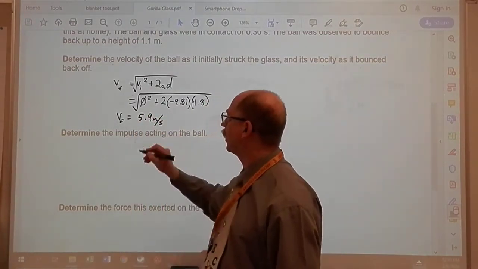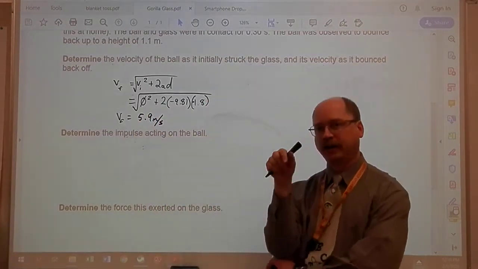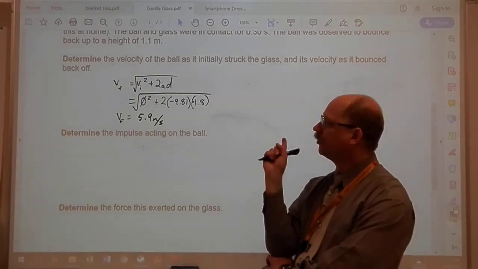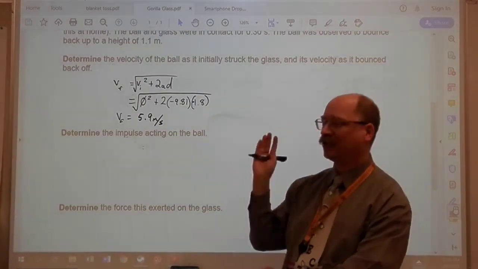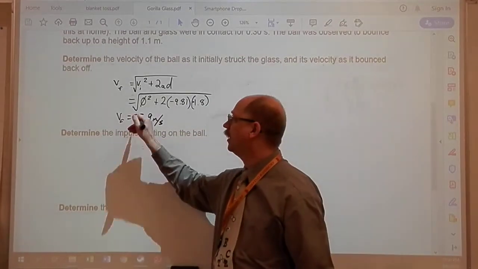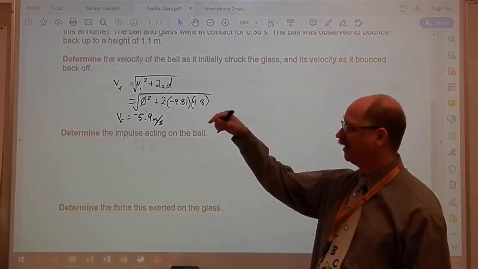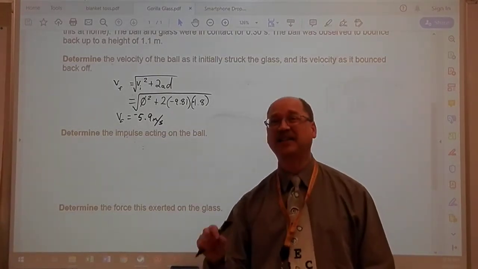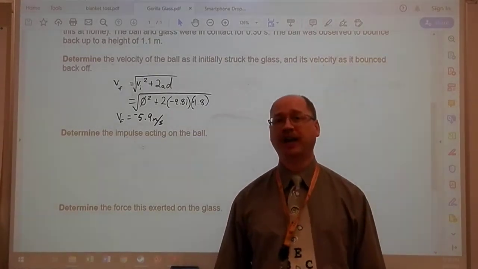Now that's the number that comes out, but I should keep in mind the ball is falling, so that number, because of taking square roots and stuff, has to be positive from the numbers, but it really is a negative velocity. It's coming down, strikes the glass, moving at 5.9 meters per second.